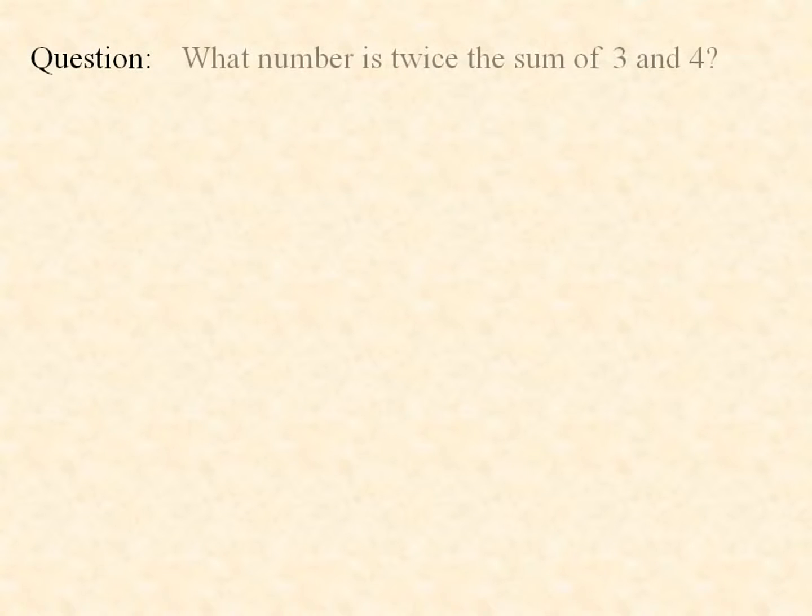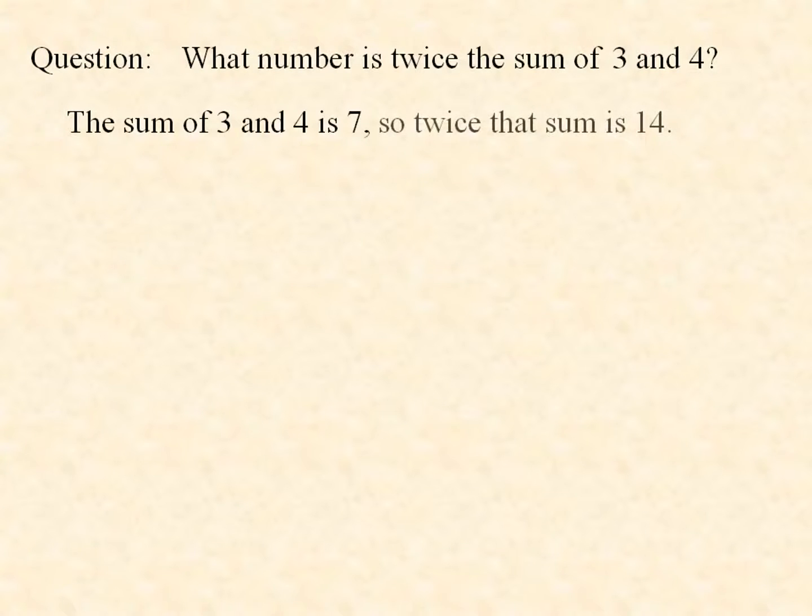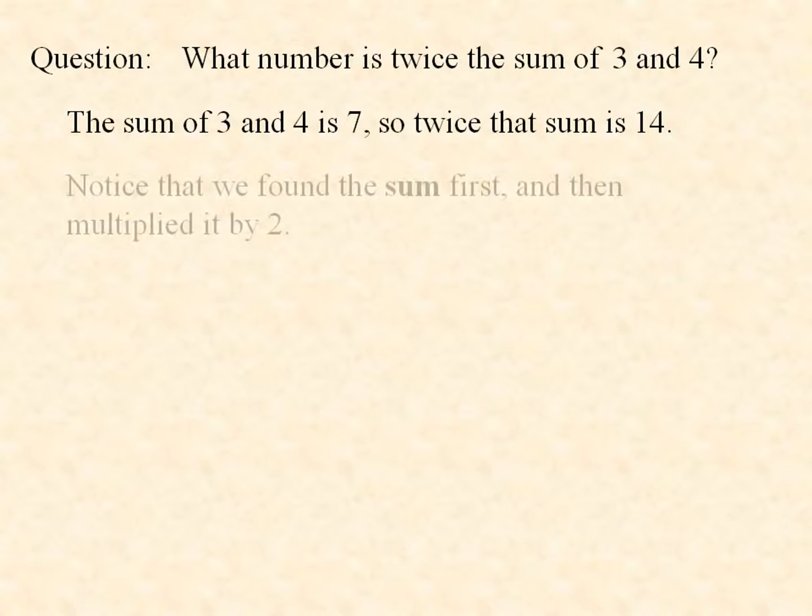Question: what number is twice the sum of 3 and 4? Can you answer that? Well, the sum of 3 and 4 is 7, and twice that is 14. So the number is 14. Notice that we found the sum first and then multiplied it by 2.